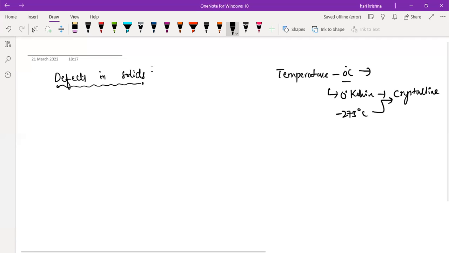But as we increase the temperature, what will happen? Initially at 0 Kelvin, all the solids will have the perfect alignment and a regular pattern of arrangement of atoms. But as we increase the temperature, the particles start moving. That means thermal energy will be there in the particles. When we increase the temperature, the particle will absorb the energy and start moving. So automatically, the entropy of the particle will increase.